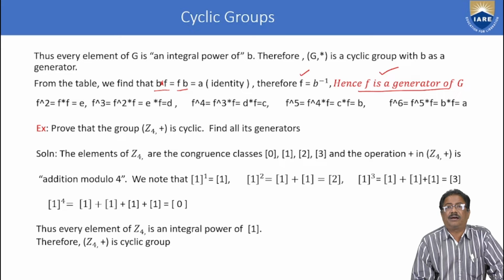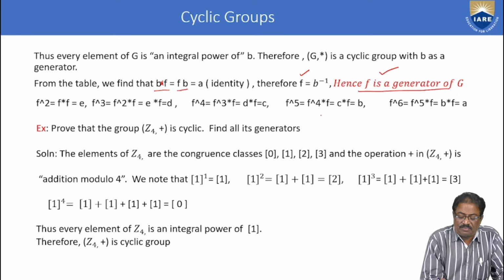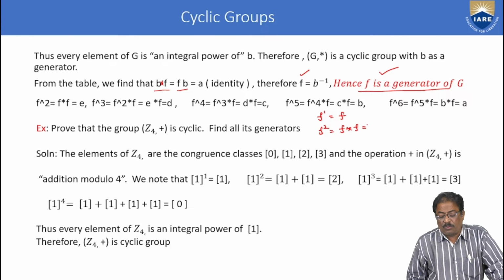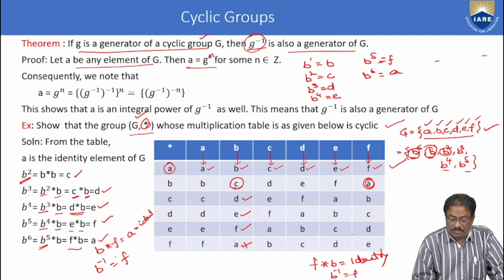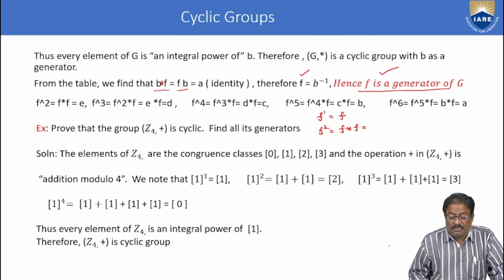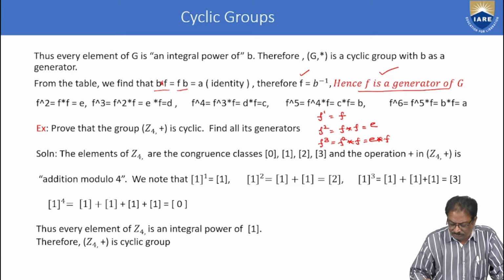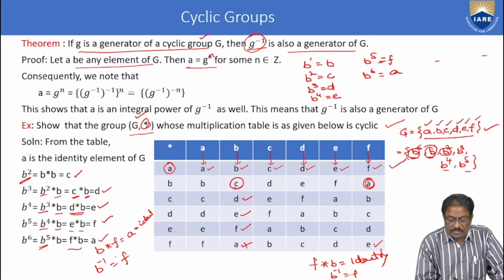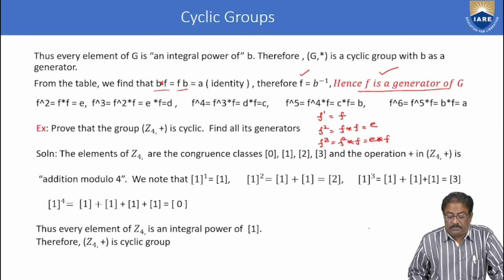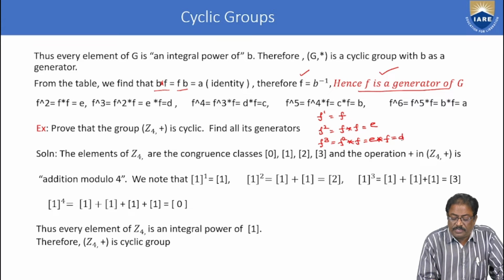Let us check whether we are getting all the elements or not. F power 1 is F, and F power 2 is F into F, which from the earlier table is E. Now F cubed is F square into F, so E into F, and E into F is equal to D.